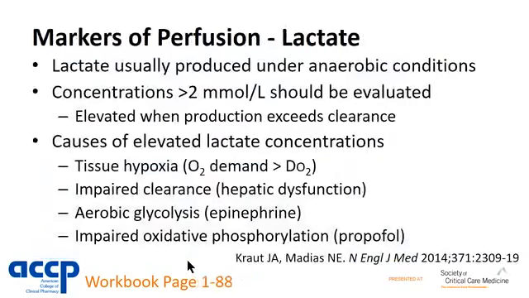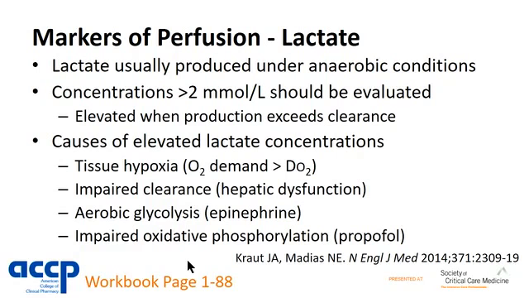When we think about using other markers of perfusion, I think of two broad categories. The first of those is lactate, the second of which is venous oximetry. Lactate is a great marker because it's non-invasive. It's usually produced under anaerobic conditions, and concentrations that are above 2 should be further evaluated. That doesn't necessarily mean act upon, but further evaluated. And like any concentration, this value is elevated when the production exceeds clearance.